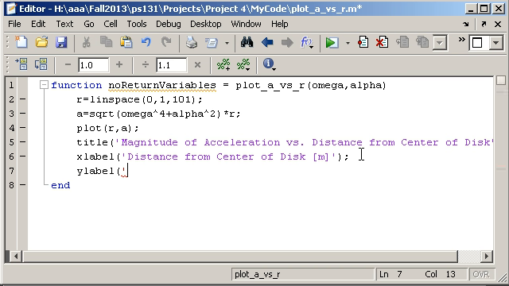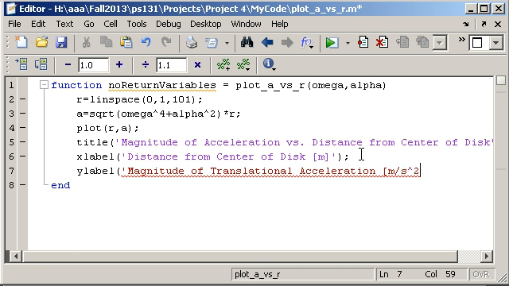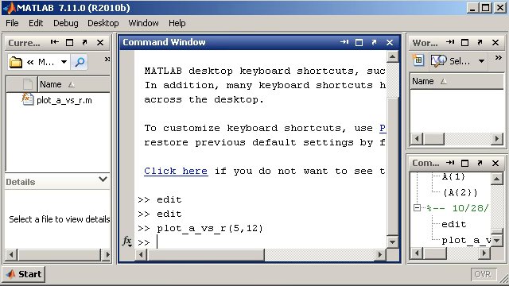Magnitude of translational acceleration. That's what I want. That's in meters per second squared. Semicolon. Let's see how that looks. Control S. Let's try running it.